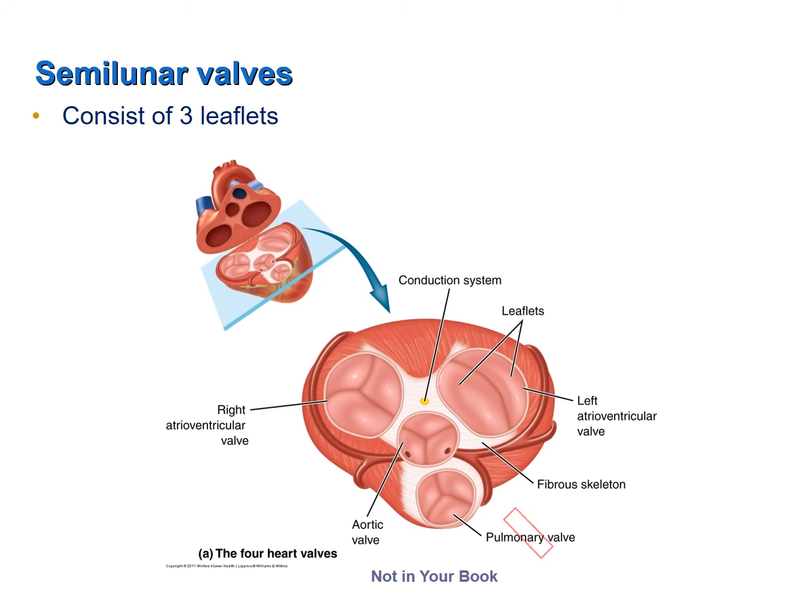The semilunar valves are much less remarkable than the AV valves. This figure illustrates that the semilunar valves are composed of 3 cup-like leaflets with the open end of the cup facing the lumen. Also, there are no chordae tendineae associated with the semilunar valves.